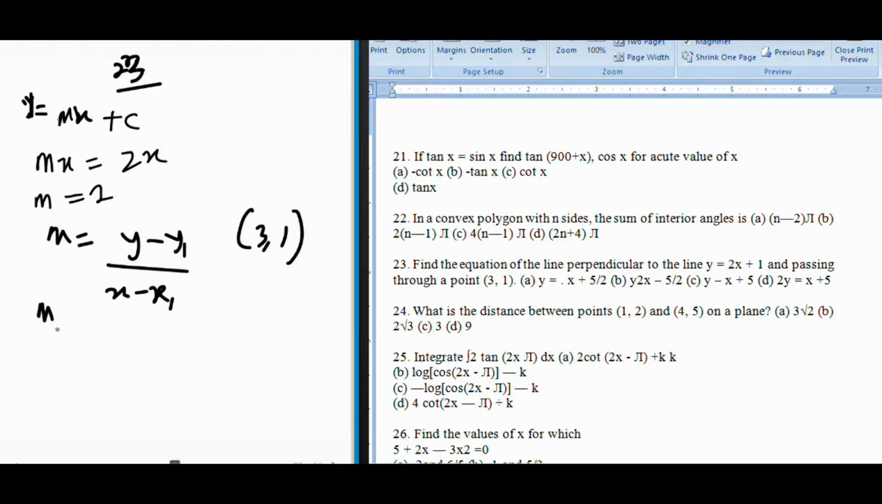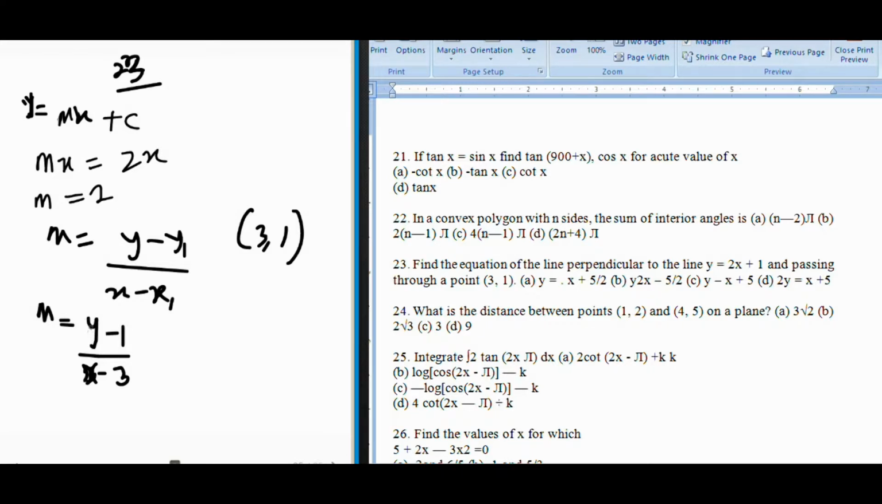Now, substituting that into this expression, m will be equal to (y minus 1) over (x minus 3). Now, there are two lines with two different gradients. If two lines are perpendicular, the condition for their perpendicularity is that the product of their gradients must be equal to minus 1.